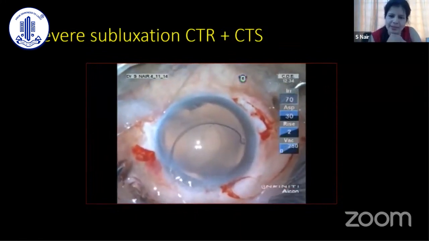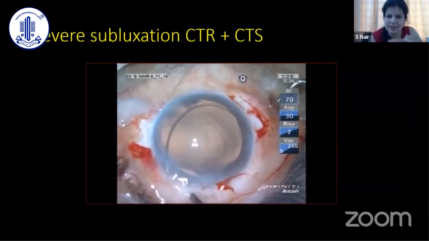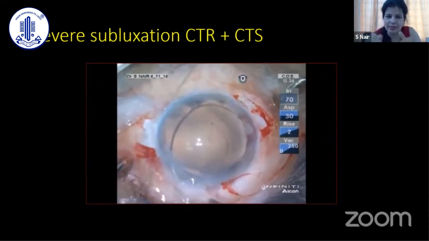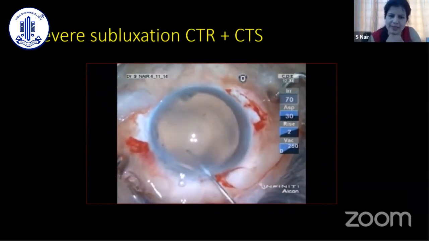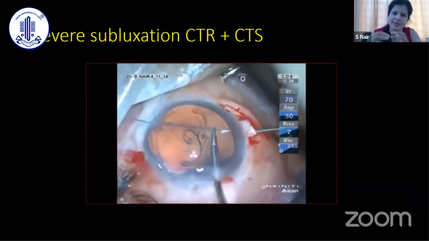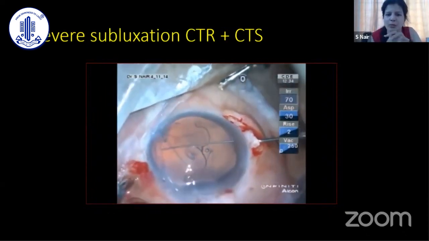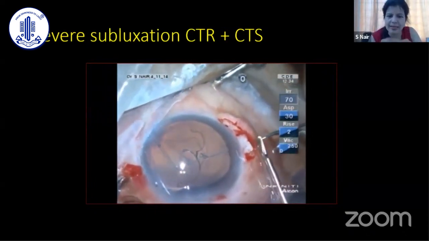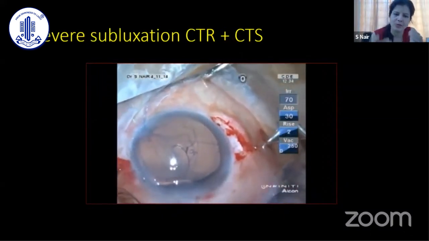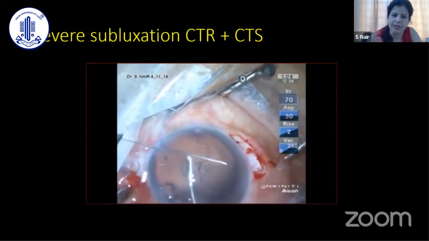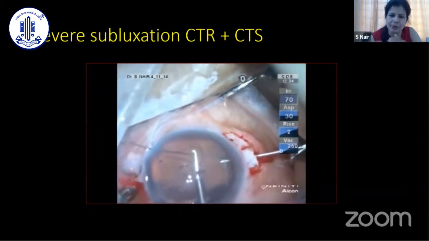Now, again, a CTR has been inserted here. But even after the insertion of the CTR, it is noted that the capsular bag is not centralized, because of which a CTS has also been placed. So this provides additional support to that part of the zonulodialysis, especially because the extent was more than 180 degrees. You can see the eyelet of the CTS over there, the small hook-like eyelet of the CTS. It would come over the capsular margin and under the iris, and that scleral tunnel over there is for the placement of the sutures.